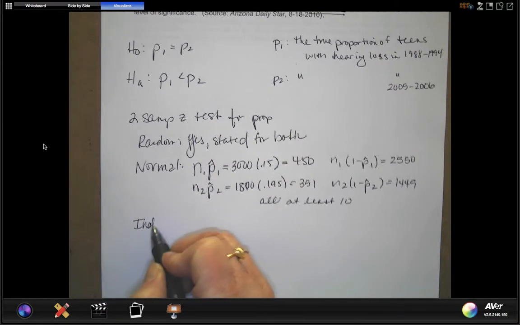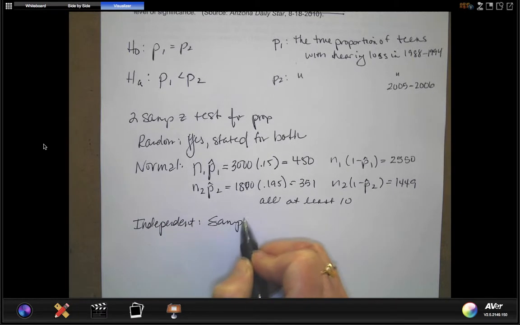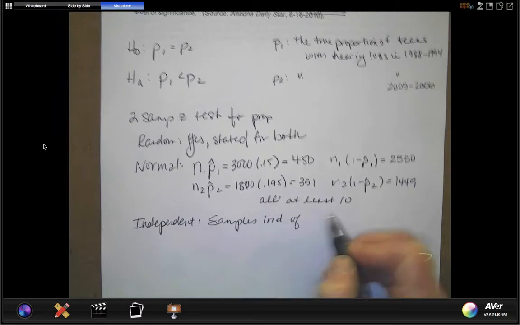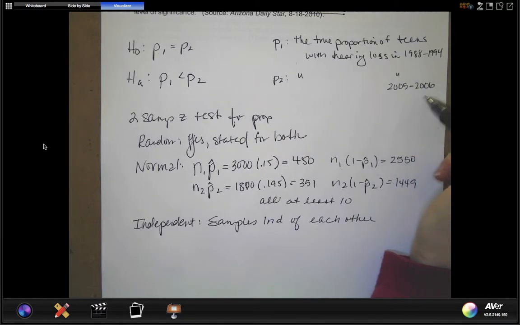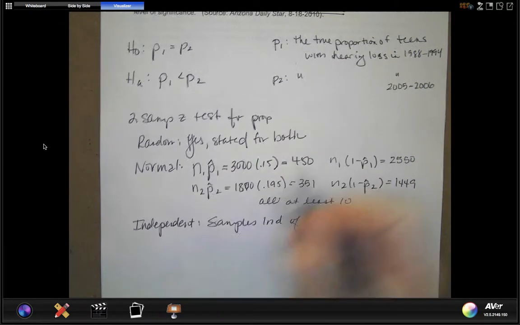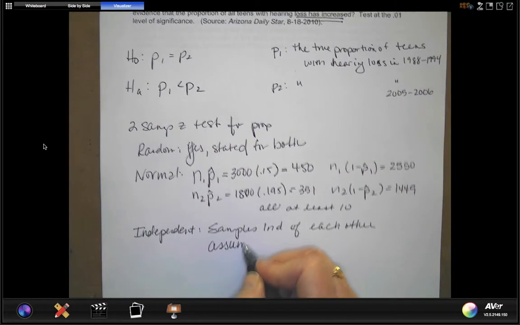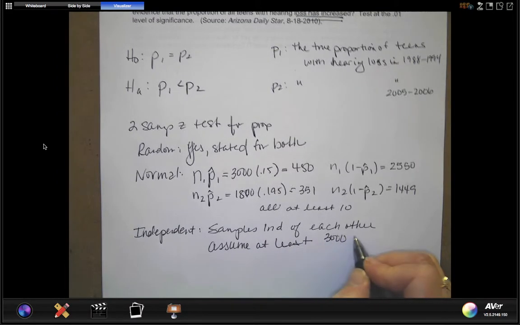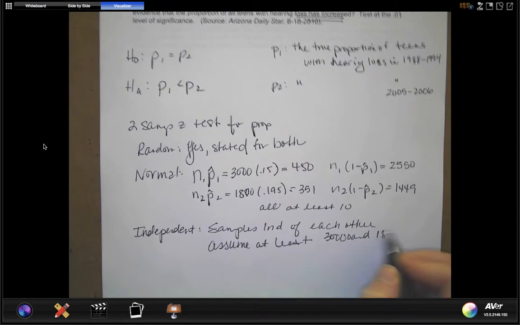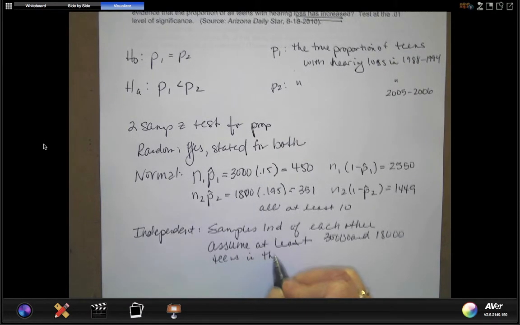The independent check. The samples are independent of each other. I know they're independent of each other. If you were a teenager in 1988 to 94, you're not still a teenager in 2005, 2006. And then within the sample, I need these people to be independent. So I have to assume at least 30,000 and 18,000 teens in the respective years.